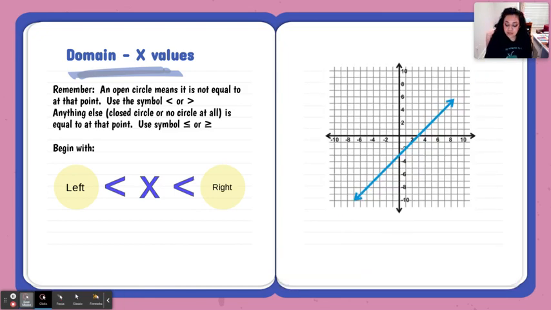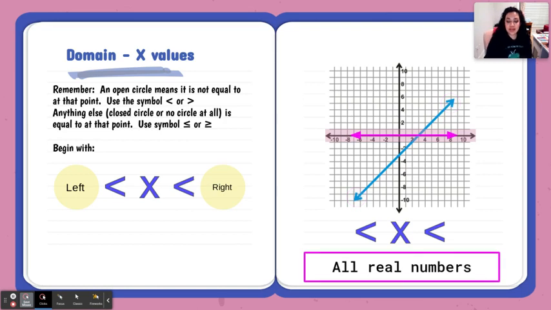All right, another domain example. Again, I'm going to go ahead and start off with less than x less than. I'm going to start by looking at my x-axis. That's the only one I care about. So I look at my furthest left point. Again, I notice there's an arrow here, which means there is no left point. On my right side, there's another arrow, which means there's no right point.